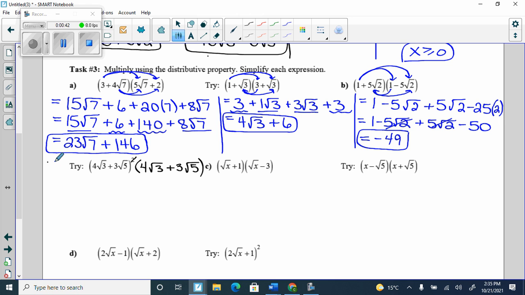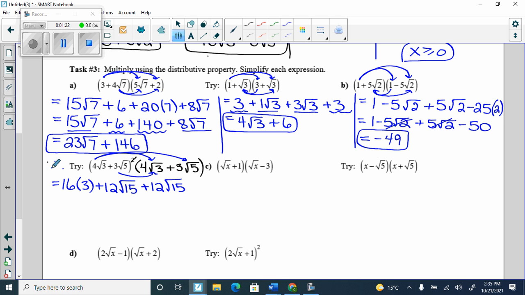So we still have to do first times first. 4 times 4 is 16, and root 3 times root 3 is 3 in brackets. Then we do outside: 4 root 3 times 3 root 5. 4 times 3 is 12, root 3 times root 5 is root 15. And inside, 3 root 5 times 4 root 3. 3 times 4 is 12, root 3 times root 5 is root 15.